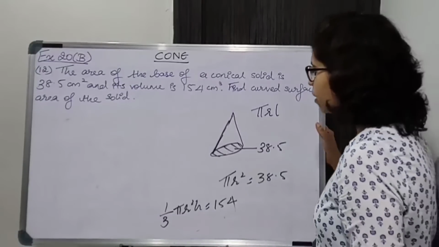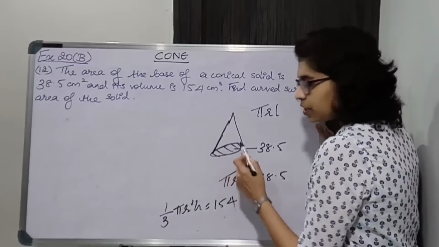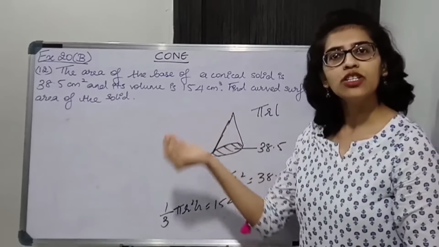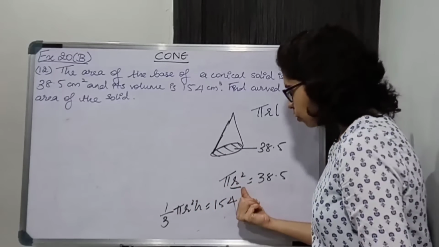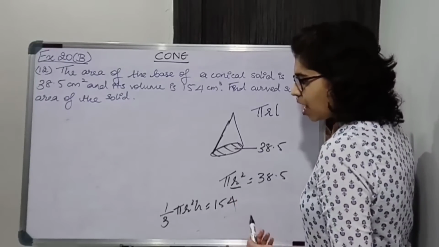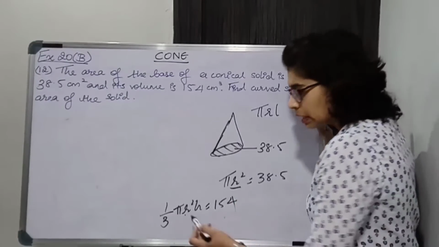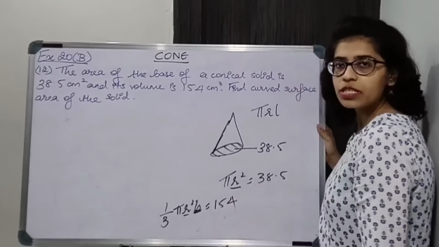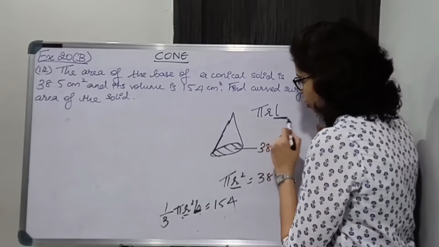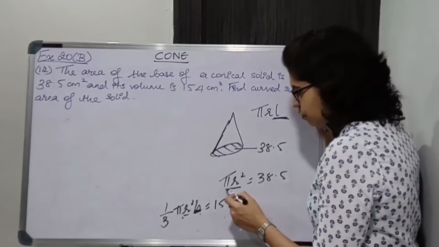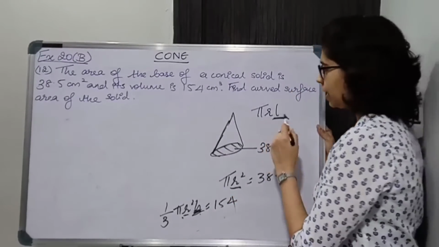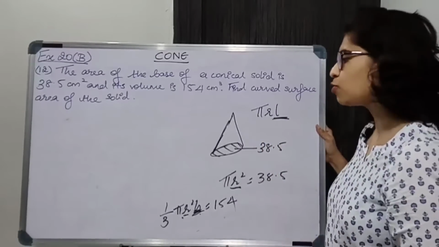Okay, now from this we can easily get R, because nothing is given to us, neither H nor R nor L. So R we can easily get from this base area. Okay, once you get R you can substitute it over here and you can easily find H from this. Once you know R and H you can easily find L because you need to find curved surface area. So first we'll find R and then we'll find H and then we'll find L and then we'll get the curved surface area of the solid.